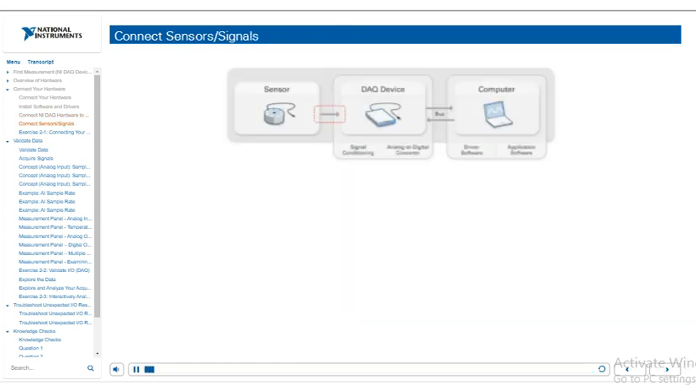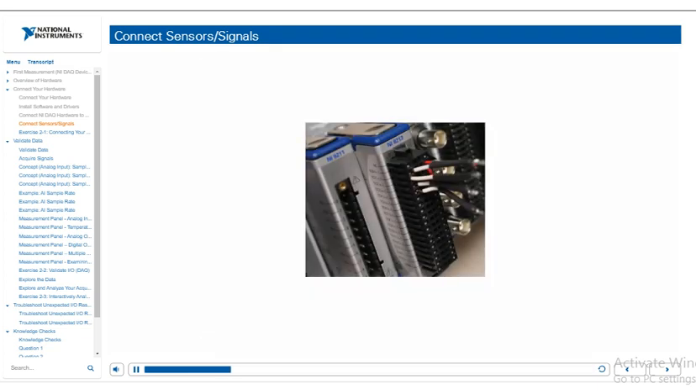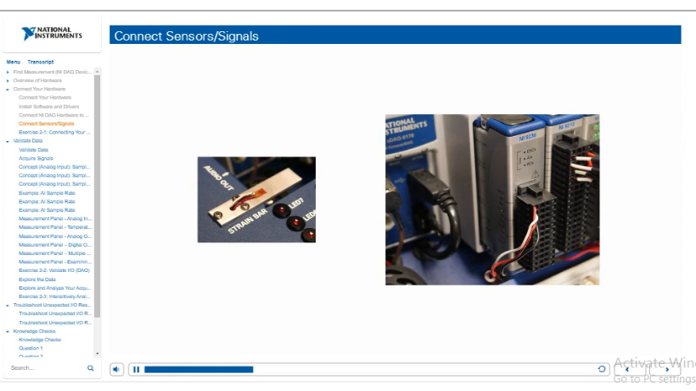Next, I need to connect my DAQ device to the sensors and signals that I want to measure. In LabVIEW NXG, I can find guidance on this by viewing the pinout, manual, and specifications for my DAQ device. Let's say I want to figure out how to connect a thermocouple sensor to my NI 9213 thermocouple module, and a quarter bridge strain gauge to my NI 9236 strain module inside my cDAQ-9178 compact DAQ chassis.